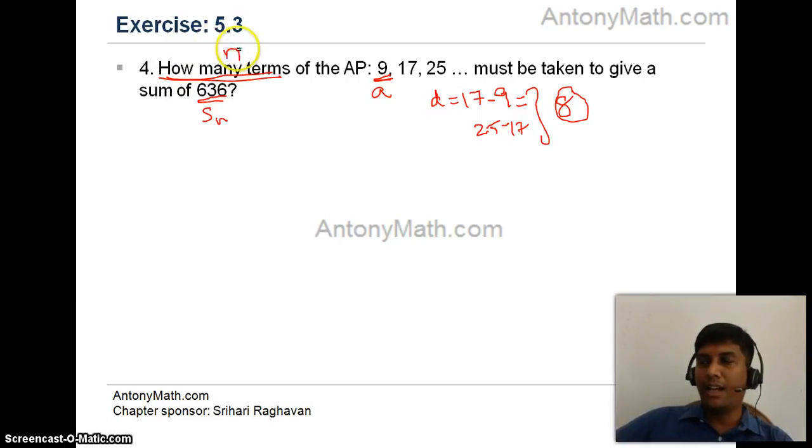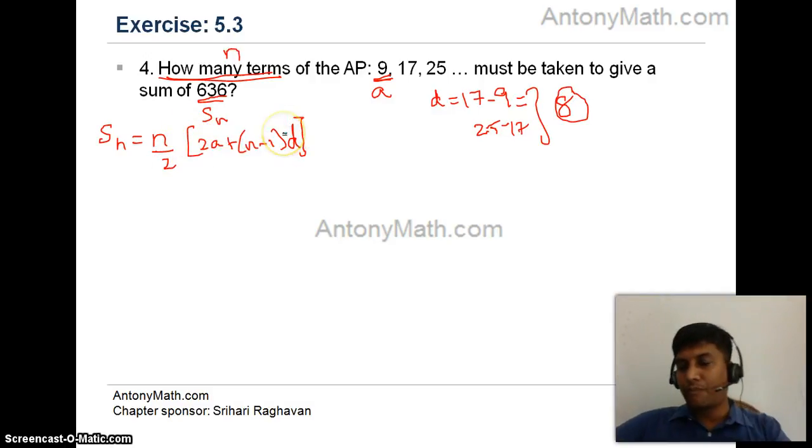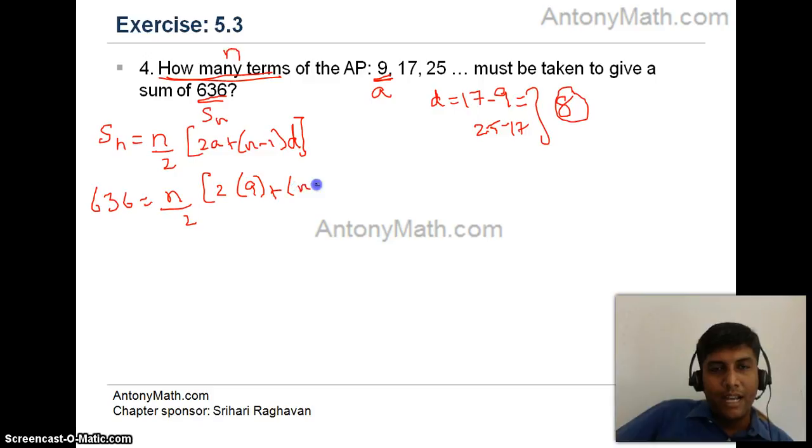So what is the formula that connects all of these things? It is the formula for the sum of the first n terms, which is Sn equal to n by 2 times 2a plus n minus 1 into d. Now 636 is equal to n by 2 times 2 into 9 plus n minus 1 into 8.